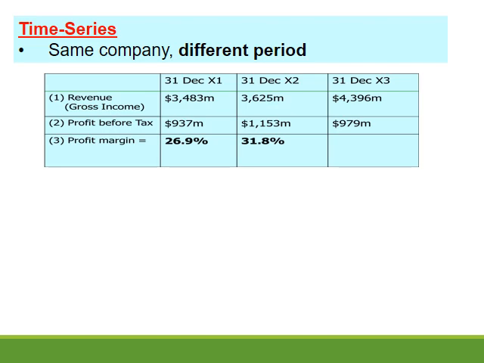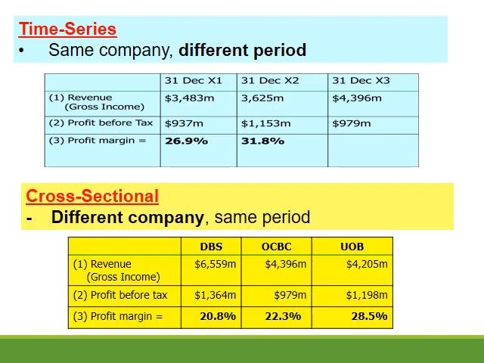Time series analysis involves the same company over different periods. So basically, we have 3 years. We have gone through the example. We look at the trend over the past 3 years. Whereas cross-sectional looks at different companies but the same period. So we have compared the 3 local banks for the same year. Comparing these two analyses, both are important, it just depends on what you are looking for.